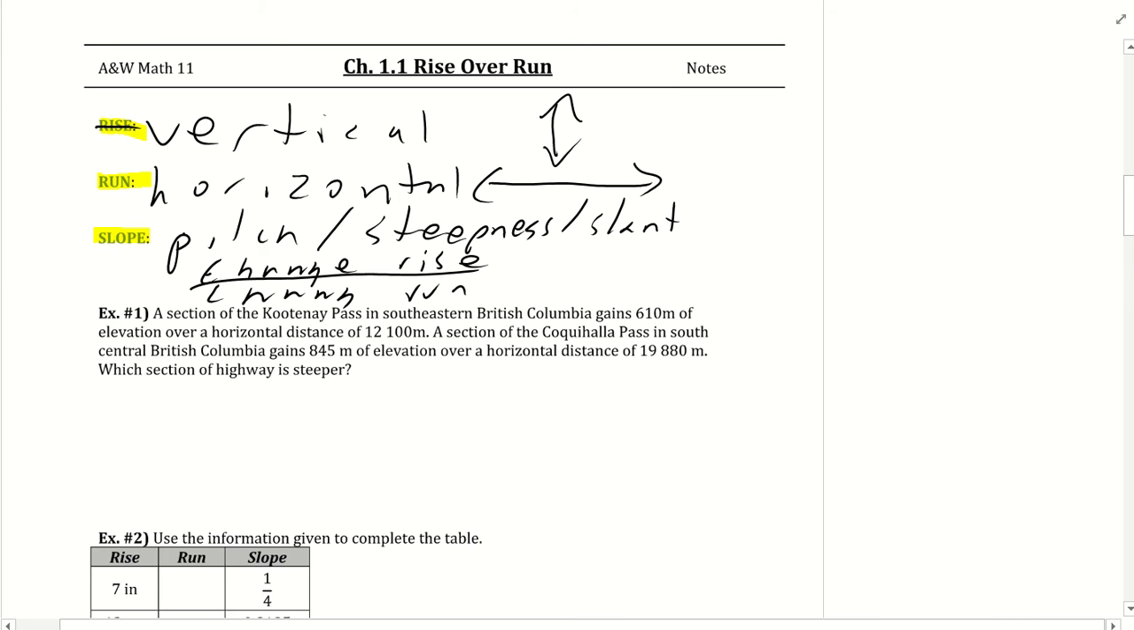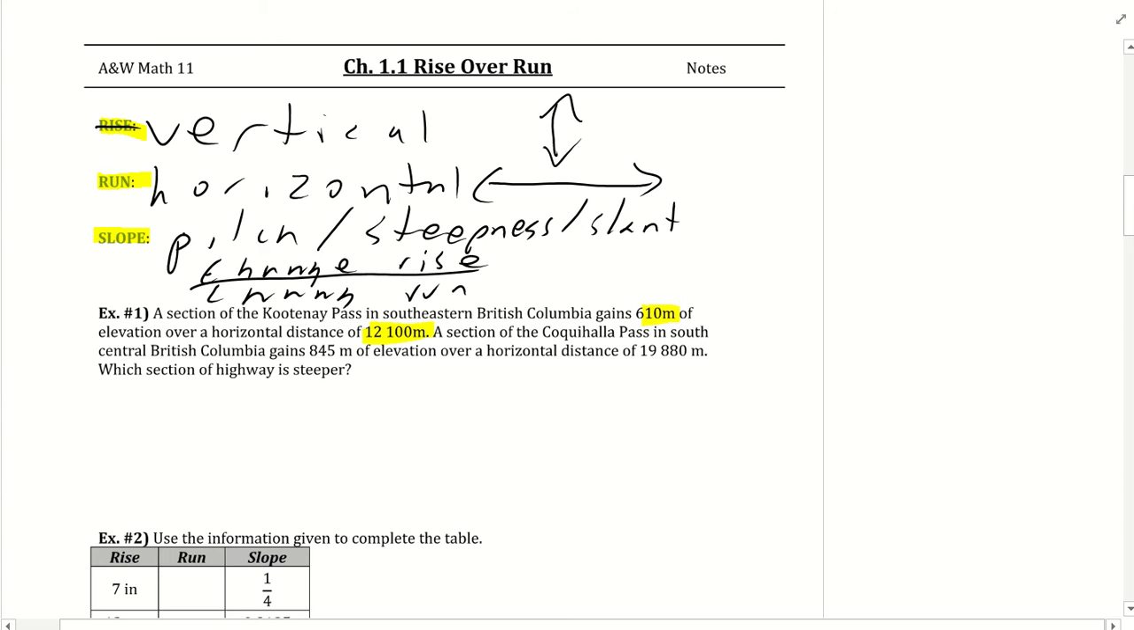If we take a look at example number 1, a section of the Kootenay Pass in southeastern British Columbia, I actually drove through there, gains 610 meters of elevation over a horizontal distance of 12,100 meters.